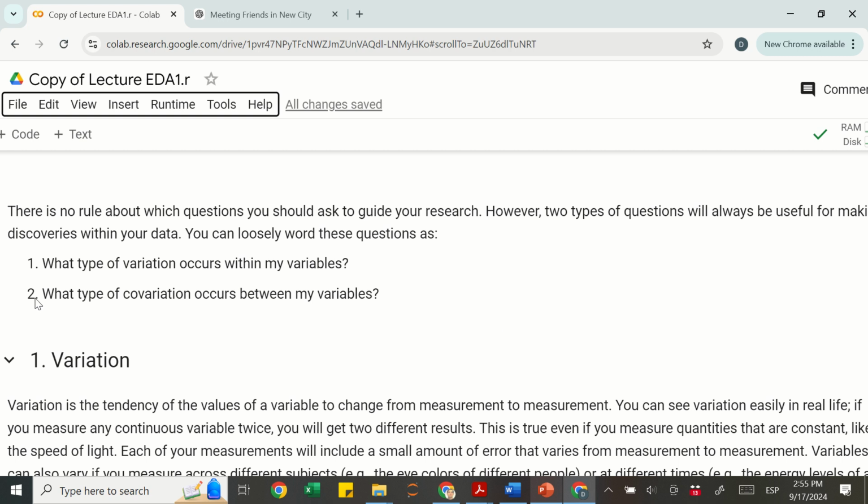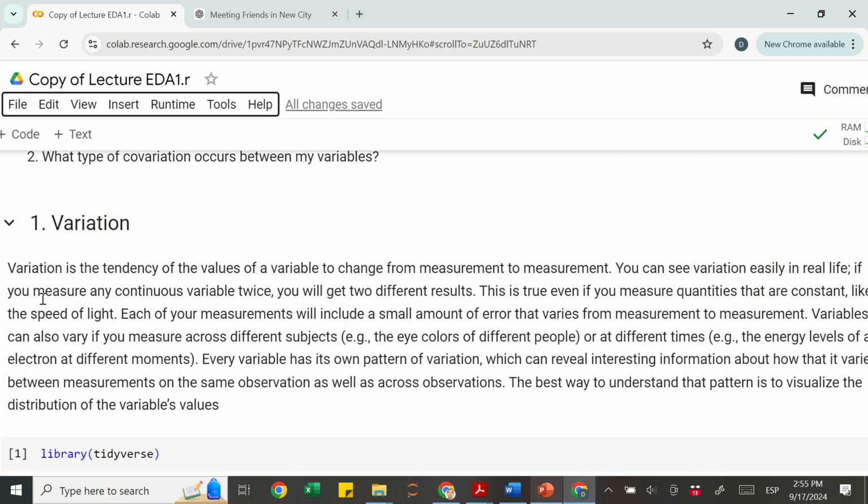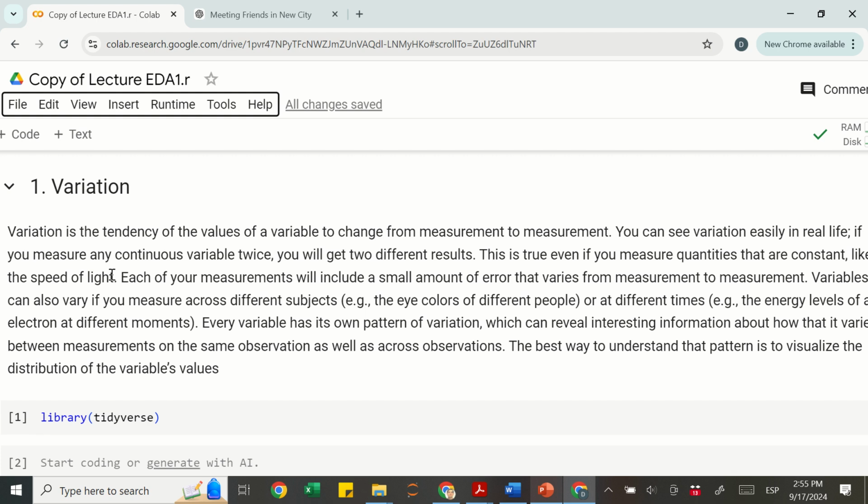Then the other set of questions are related to the covariation that occurs between my variables, to check whether they are related or not. That's really important, especially if you want to create a model at some point, like a regression model or classification model. So you want to find some correlation among your variables to be able to use some predictors. Okay, so let's get started with the first one, variation.